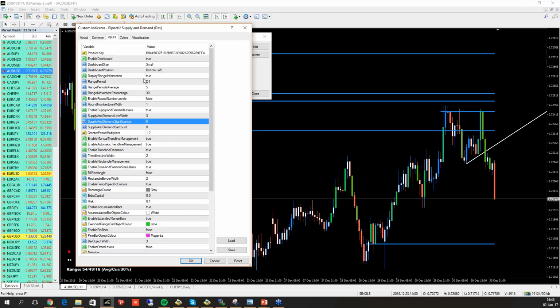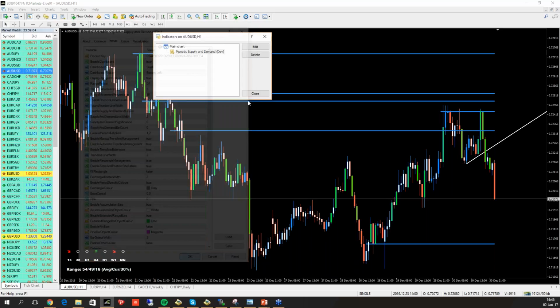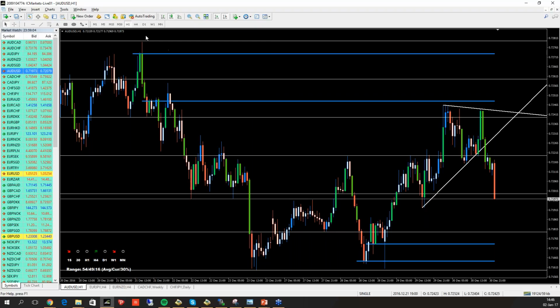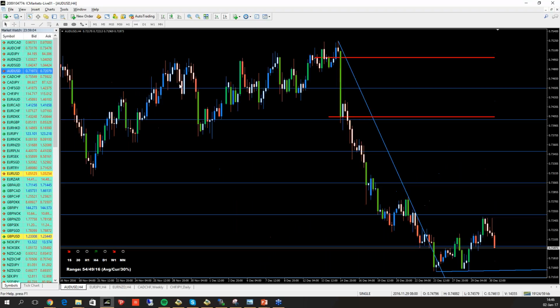Okay. Then we have this one here, which is the enable round number levels. When you set this to true, it shows me round numbers. So these are going to be multiples of 20 pips on the hourly chart. On the 4-hour chart, they're going to be multiples of 50 pips. So we're going to see here we have the 7350, here we have the 7400, 7450.